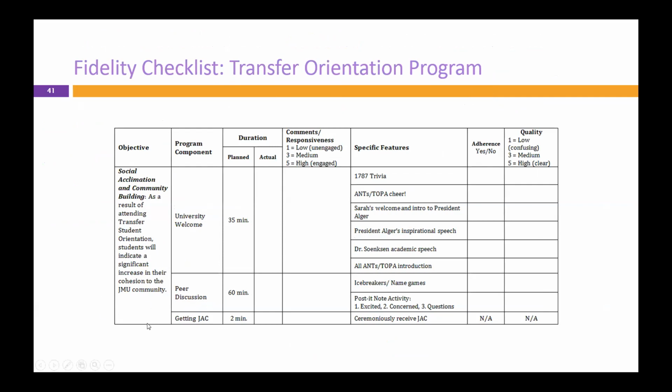One of the objectives is that as a function of going through transfer orientation, students will have a greater cohesion to the JMU community through these large components that are broken down with more specific features.